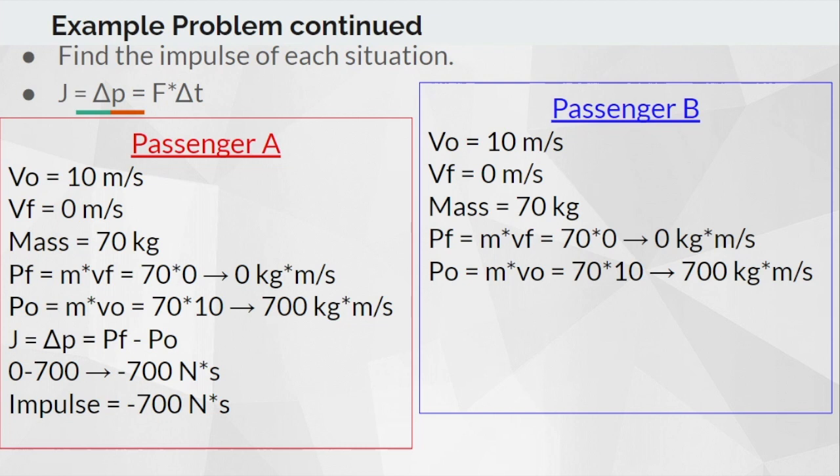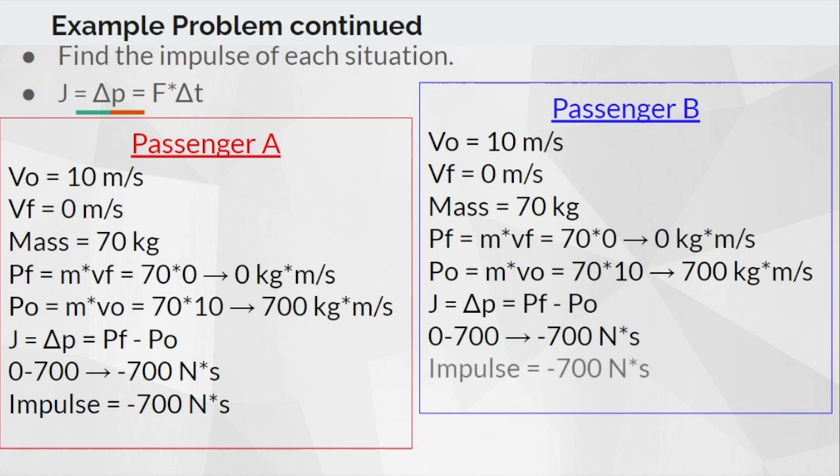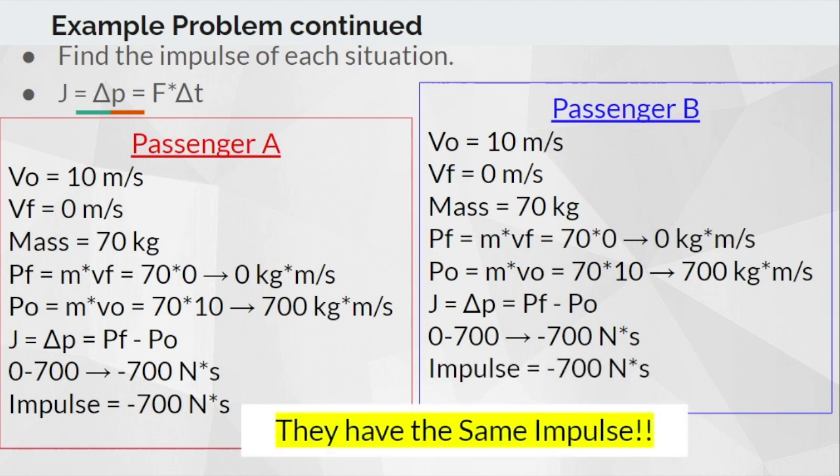Their initial momentum is equal to their mass times their initial velocity, which is 70 times 10, which is also equal to 700 kilograms times meters per second. Therefore, their impulse is equal to the change in momentum, which is just negative 700 newtons times seconds. That means that they have the same impulse. And that makes sense because their momentums are the same.